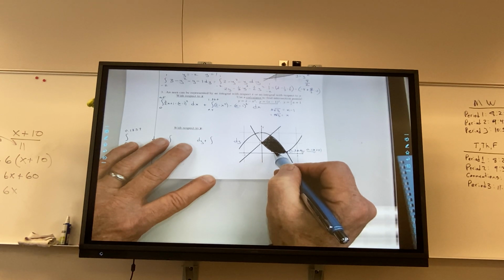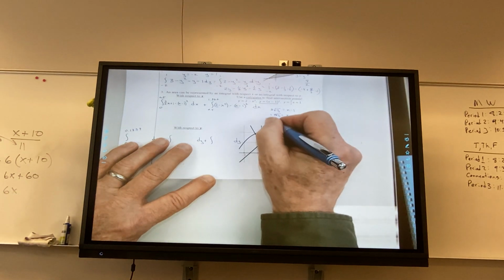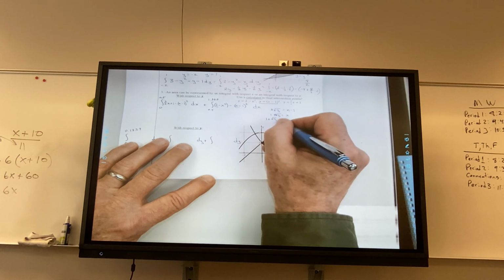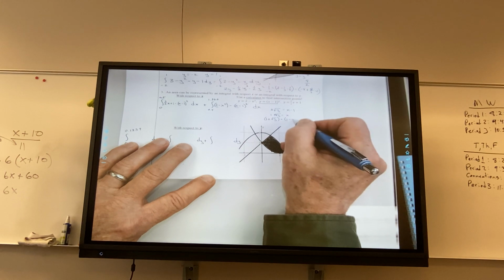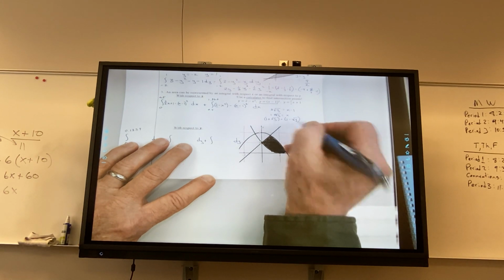I feel like my notes are not good enough. Okay, perhaps I'm gonna copy yours at a later point? So take 1 plus the square root of y to the right, minus 1 minus the square root of y to the left.